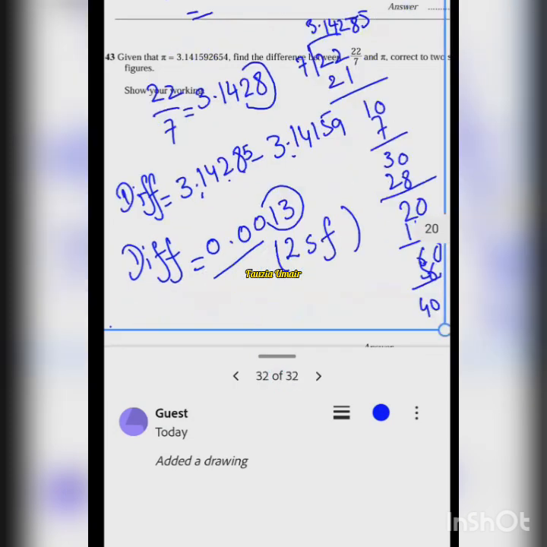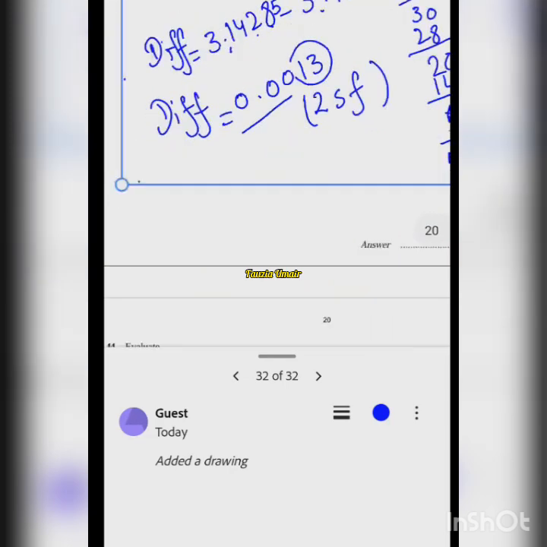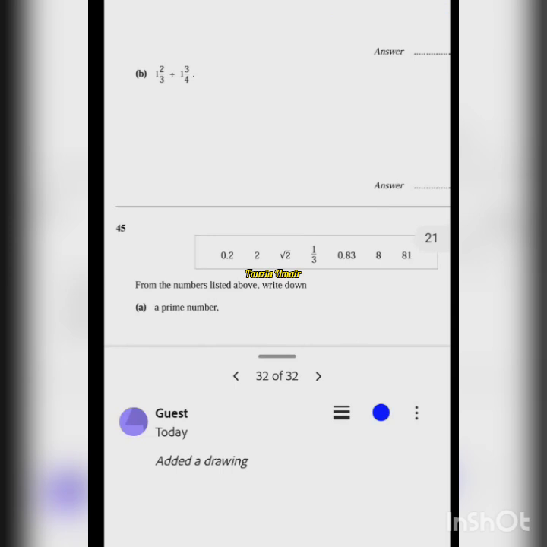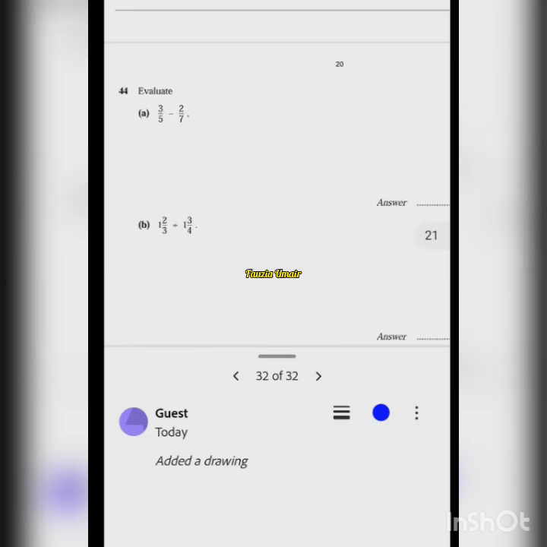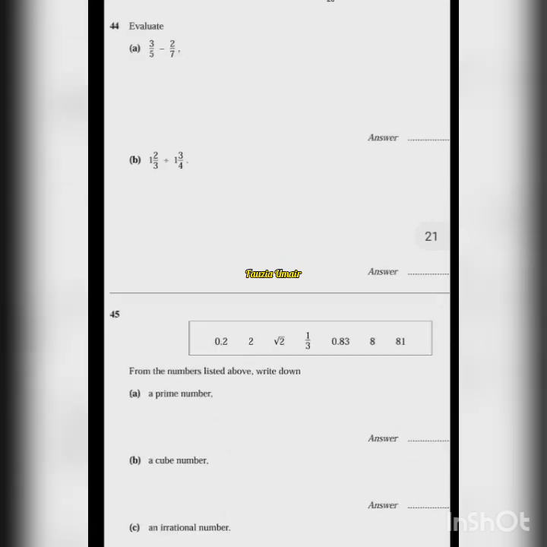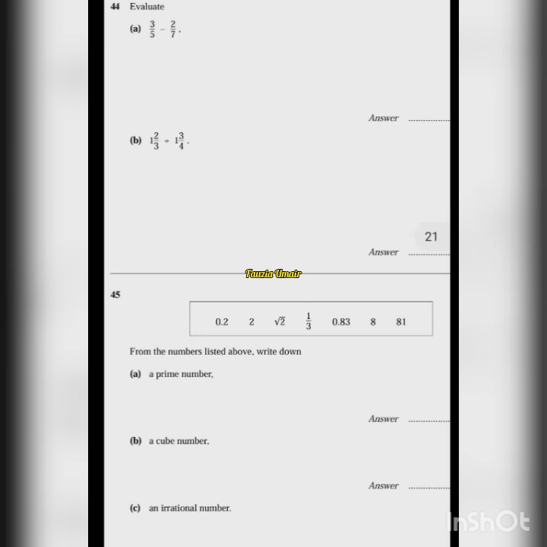So should we stop here, because some people have left? Should we stop here? So we will start from question 45 tomorrow, inshallah. Okay, because there are lots of concepts ahead also, and we will finish this document tomorrow and we will start HCF and LCM.